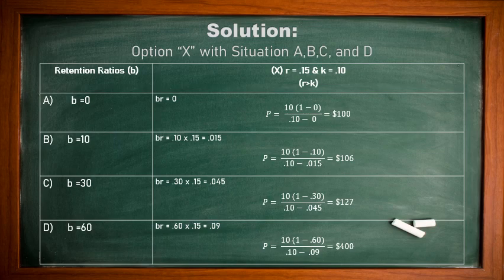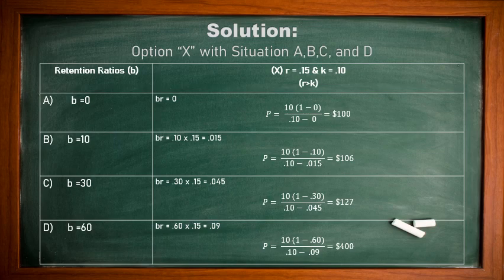In situation B, we will calculate BR. Once we multiply the values of B and R, we get the BR value. After putting this value in our model, we get a share price of $106. Then we go to situation C. We calculate the BR value. It comes to 0.045, and the model shows that the market value of the share is now $127.